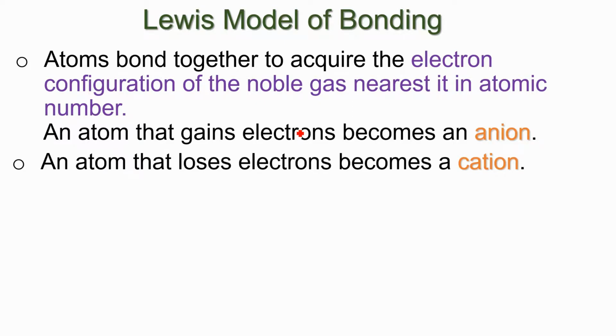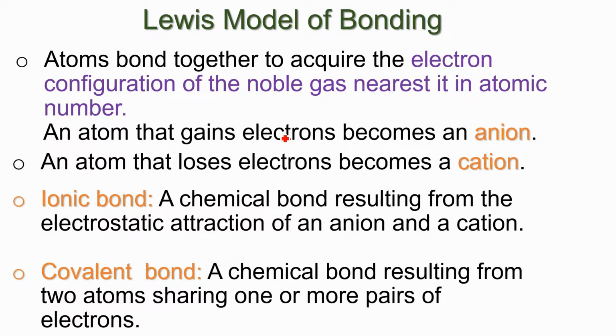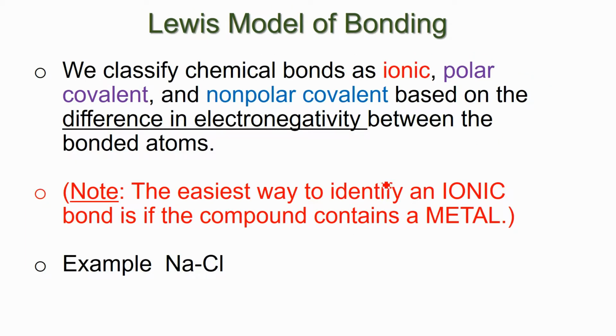The next slide explains what an anion is and what a cation is. You have two types of bonds, ionic and covalent bonding. Ionic bonding is usually between a non-metal and a metal. Sodium here is a metal, and this is a non-metal, so you expect the bond to be ionic, and it's characterized by complete electron transfer. In a covalent bond, you get sharing of electrons.